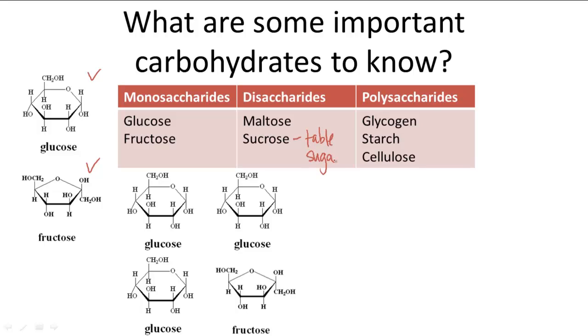Polysaccharides are a little more complicated. Glycogen, starch, and cellulose are all made of chains of glucose, except they have different structures and different properties. The first two store energy, whereas the last one is a component of plant cell walls. Let's first look at glycogen and starch.